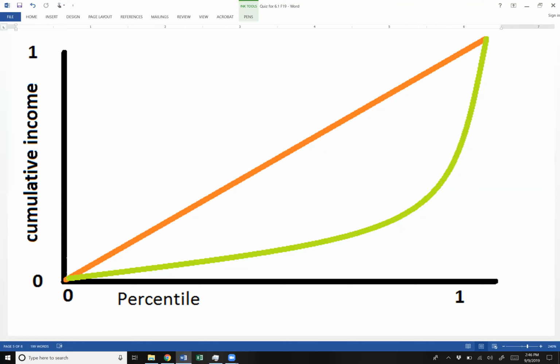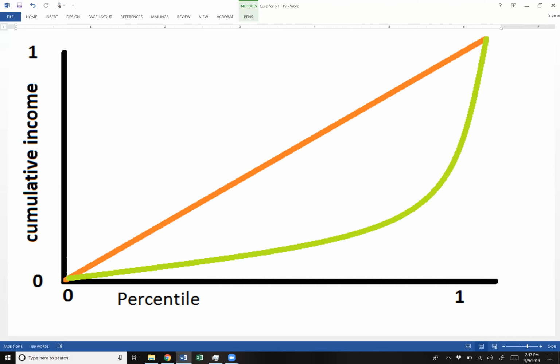So in an ideal distribution, if everyone had exactly the same income, then if you went to the 25th percentile of people, they would have 25% of the income. The 50th percentile would have 50% of the income. 100% would have 100% of the income. Well, you always have 100% of the income by the time you get to 100%, right? But most distributions are not equal.